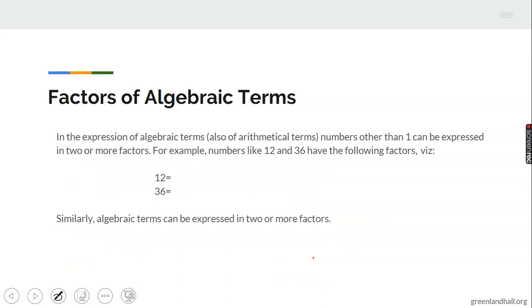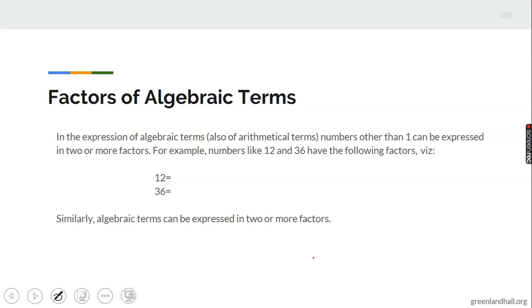Now let's start with factors of algebraic terms. This is just like factors of numbers. And in your prelim class, you've come across factors and multiples, the HCF and the LCM. So we'll be looking at factors of algebraic terms. But before we go on, I want to remind us of this. Can we just write out the factors of 12 and 36? Okay, I think you can list them out for me.